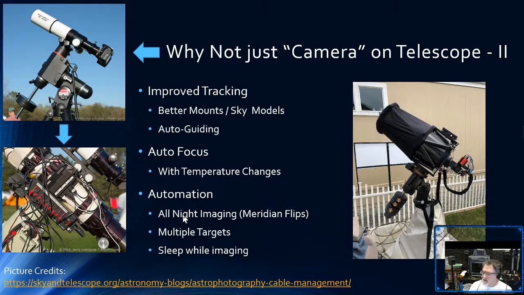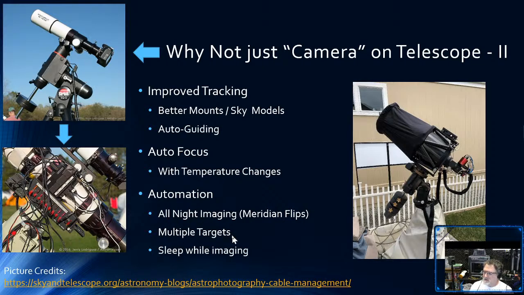So if you're going to sleep through that meridian flip, you need a bunch of automation, right? Because you need to stop tracking, turn off the auto guider, do the meridian flip, come back around, get back on your target, turn the auto guiding back on. Maybe check the autofocus because you had mirror flop or something. So all of that, doing a meridian flip is a complicated operation that can be done with automation.